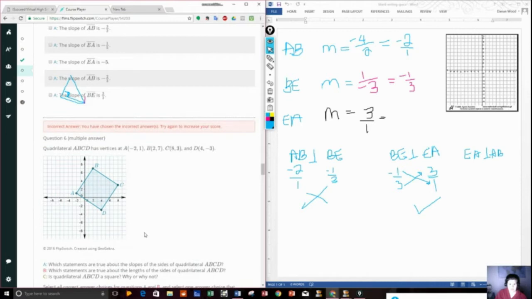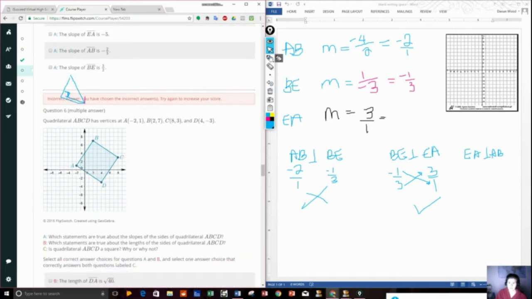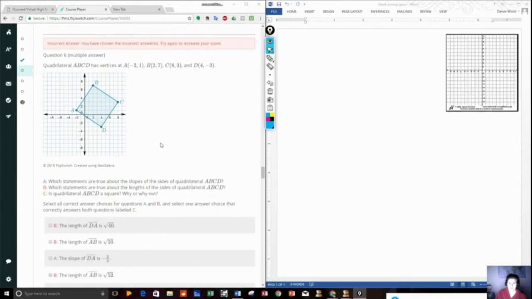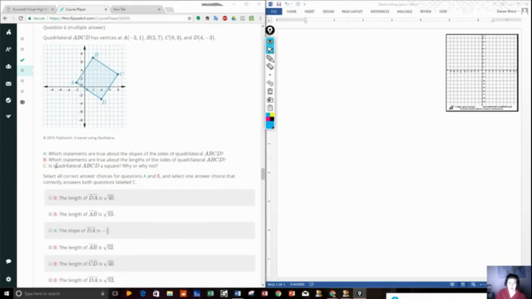All right, question 6. Quadrilateral ABCD has vertices at A (-2, 1), B (2, 7), C (8, 3), and D (4, -3). A, which statements are true about the slopes of the sides? B, which statements are true about the lengths of the sides? And is the quadrilateral ABCD a square? Why or why not? Okay, in order for it to be a square, we have to have the slopes of opposite sides be parallel, and then we also have to have that they're the same side length all the way around. So that's what it's asking us for here.